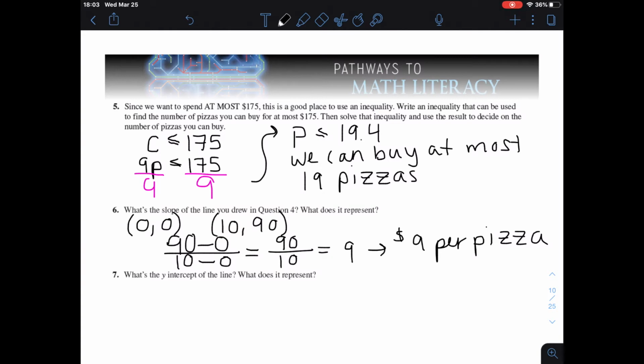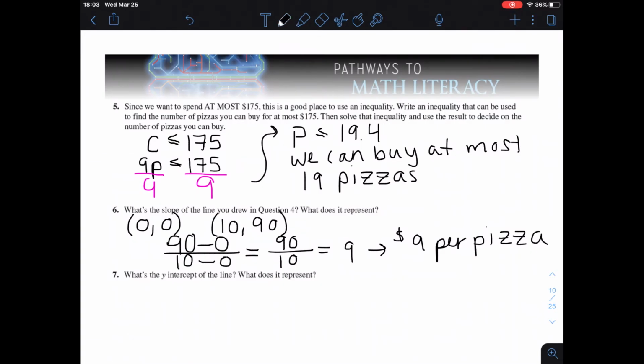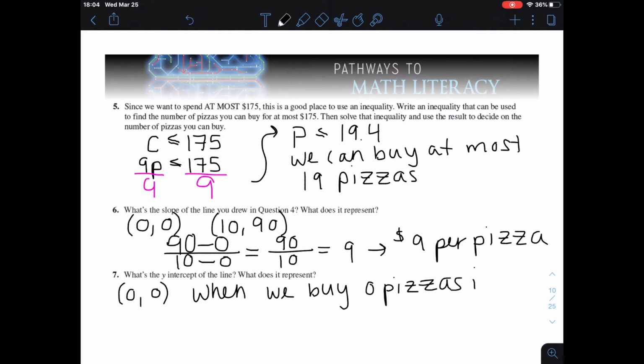And then in the case when we get our y-intercept, if we look back to the graph, we go right here through the origin. So the y-intercept, when x is 0, the y value is also 0. So this means when you buy 0 pizzas, it costs $0. Okay. And that's exactly this direct variation because none of the one thing means none of the other.